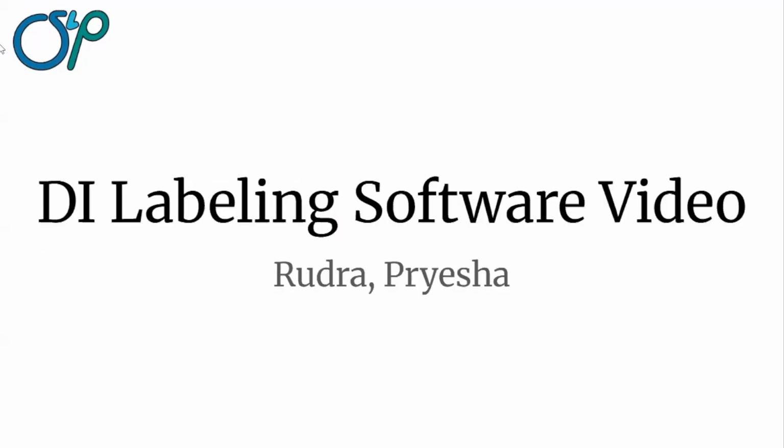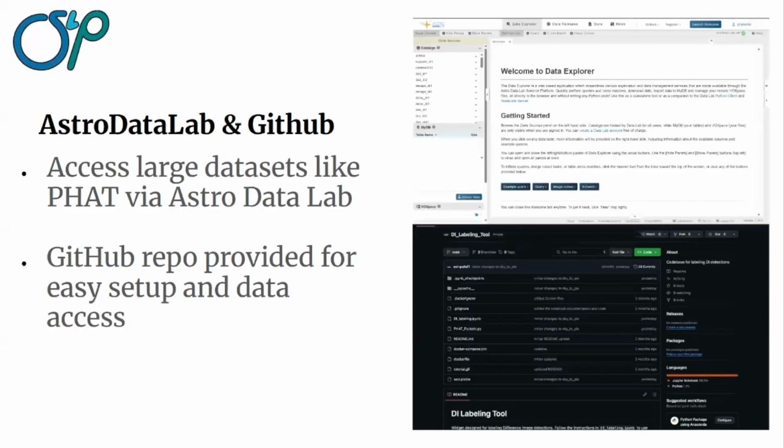Labeling software and video, Rudra and Praisha. So, Astro Data Lab and GitHub. Introduction. Astro Data Lab provides a powerful platform to access large astronomical datasets like the Panchromatic Hubble Andromeda Treasury survey, and our mentors set up a GitHub repository to make it easy for us to work with them.